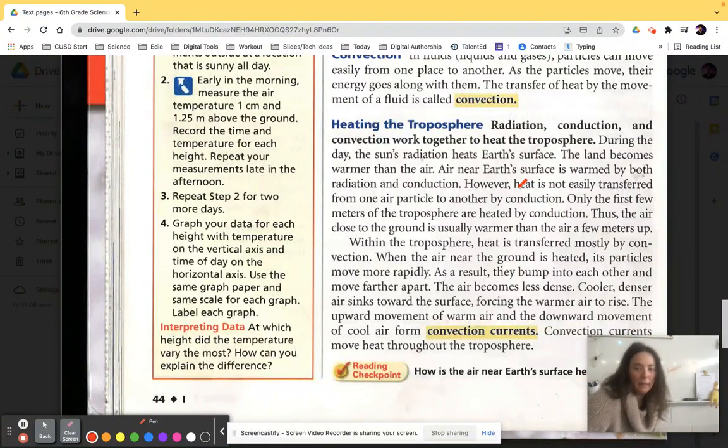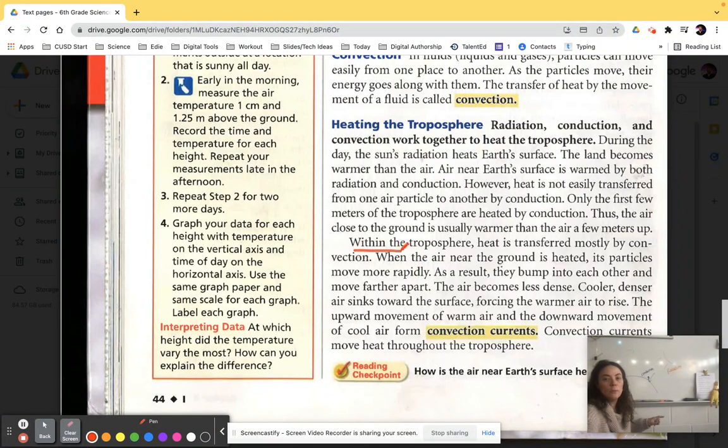So we've got those two things happening. We've got heat transfer from the sun by radiation, warming Earth's surface. Some of that heat will radiate back, but any molecules that actually touch Earth's surface are warmed up by conduction. However, heat is not easily transferred from one particle to another by conduction. Only the first few meters of the troposphere are heated by conduction, so that doesn't do a really good job of heating our whole troposphere. Thus, the air close to the ground is usually warmer than the air a few meters up.